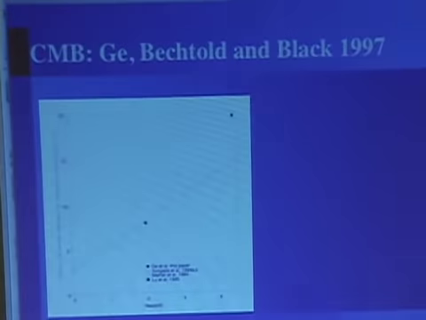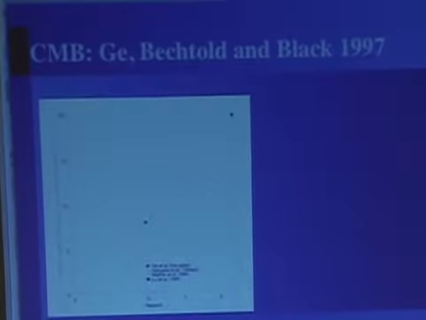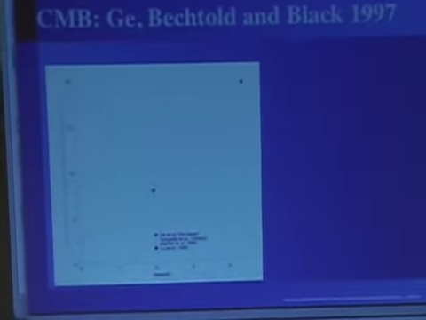Here's a paper in '97 by Ge, Bechtold, and Black. It's a little bit hard to read on here, but basically the vertical axis is the background temperature and the horizontal axis is redshift. Here they've analyzed, rather than CN, atomic carbon in absorption against distant quasars, and they've put other people's analysis on.